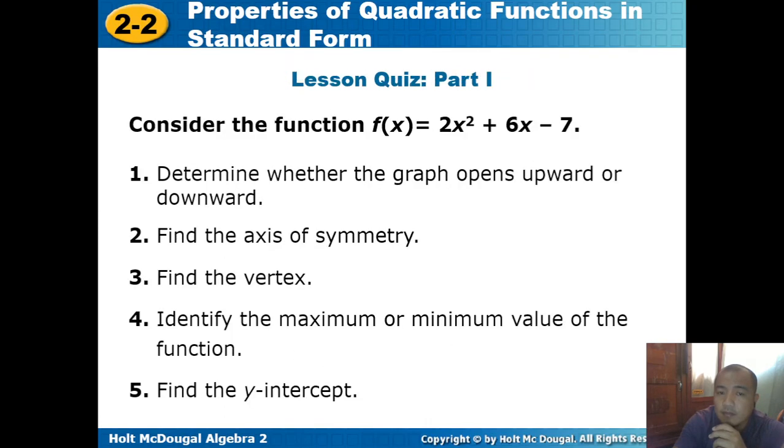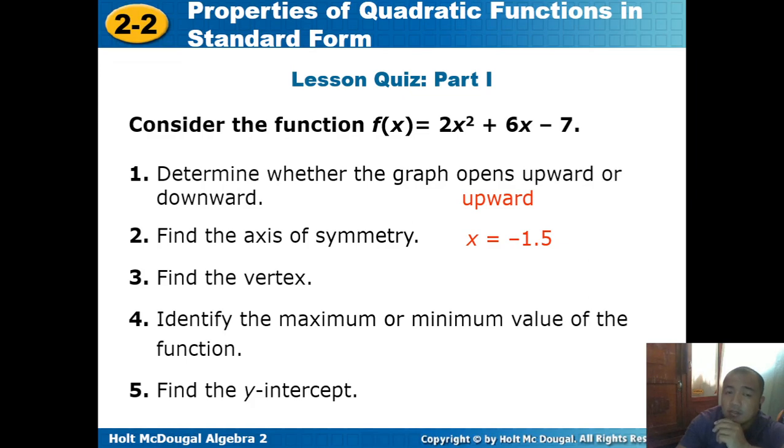So for your lesson quiz part 1, consider the function f of x equals 2x squared plus 6x minus 7. Number 1, determine whether the graph opens upward or downward. The answer is upward. Find the axis of symmetry. x equals negative b over 2a is the formula. What's your answer? Negative 1.5.